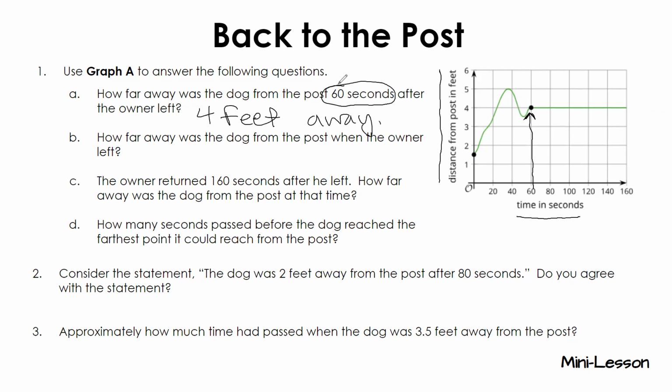The reason why I looked at 60 is because in my problem it says, hey, at 60 seconds, what was my y value? Okay. Now part B, how far away was the dog from the post when the owner left? So at what time would we be looking at for that guy? Not 60. So when did the owner leave? What time?